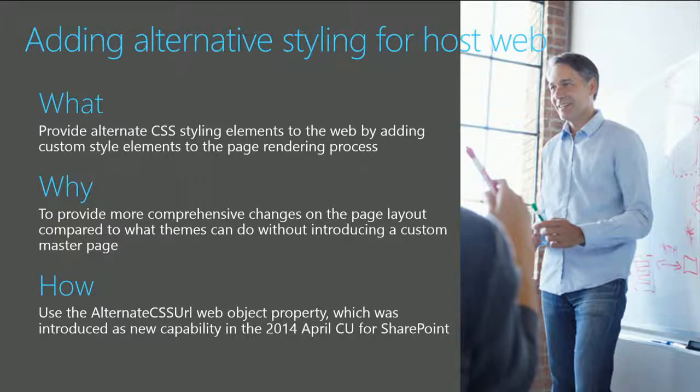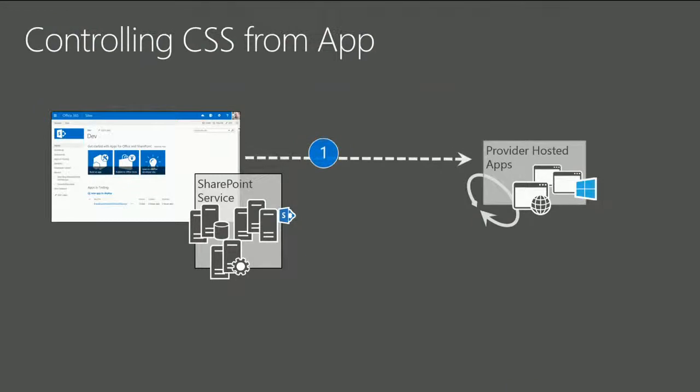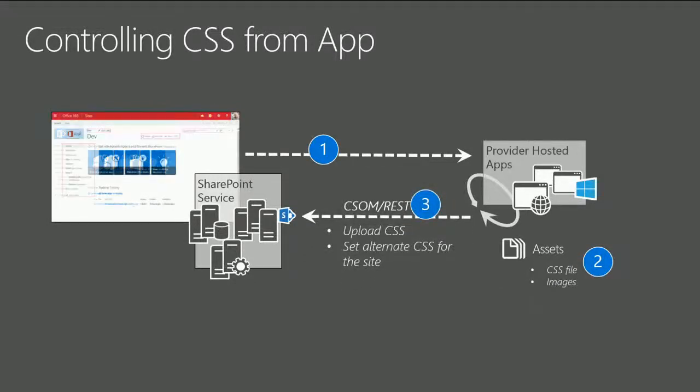So in the same way, we are able to use the remote APIs to actually upload, first of all, the master CSS to the site. So again, we have some sort of a tool. It could be a PowerShell, it could be a console application. However, we are essentially uploading the CSS files and images to the site, and then we set that alternate CSS URL property to the site. And that's going to then reshuffle the whole site, and it's going to look different.